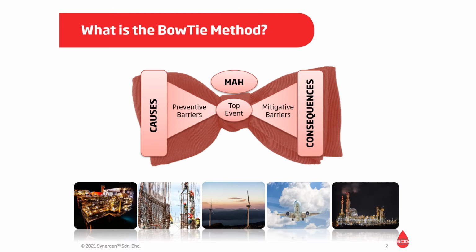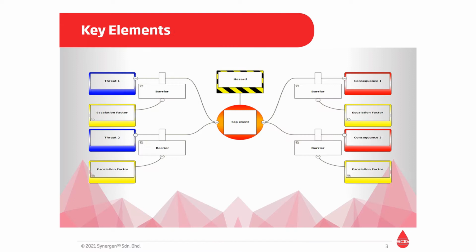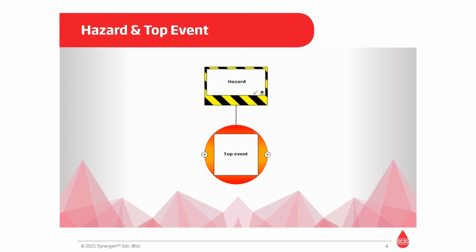This method helps to visualize complex risks in an understandable diagram and can be used in various industries. There are 6 key elements in the BowTie model: hazard, top event, threat, consequence, barrier, and escalation factor. It starts at the center, which illustrates the hazard and top event. Hazard represents something that has the potential to cause harm in any form, such as ill health, injury, damage to the environment, or financial impact.